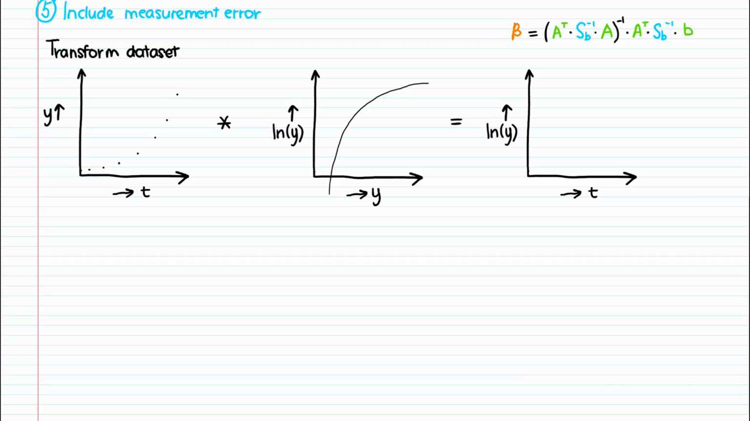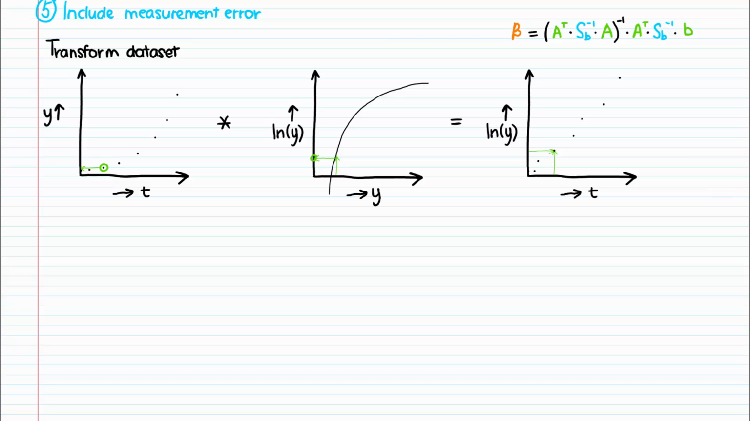For example, let's take the point t is 2, y is 0.7. We want to transform y to ln(y). Thus, we find ln(y) for y is 0.7 in the graph. Then we plot ln(y) against t. We could do the same for all data points to obtain the linear ln(y) against t graph.